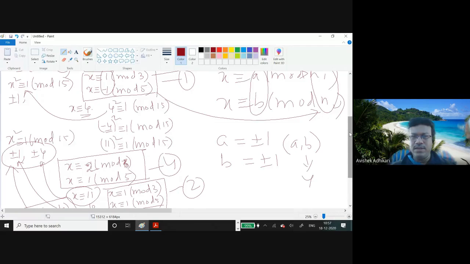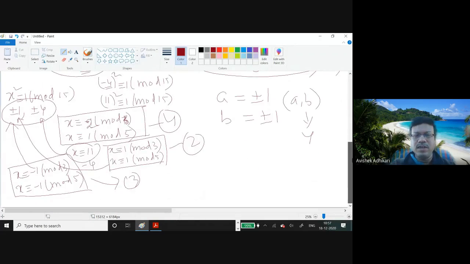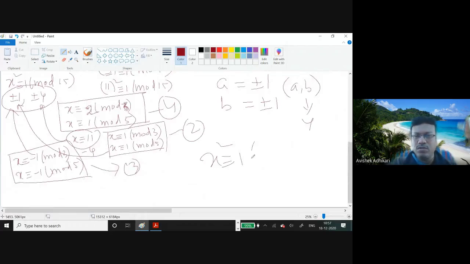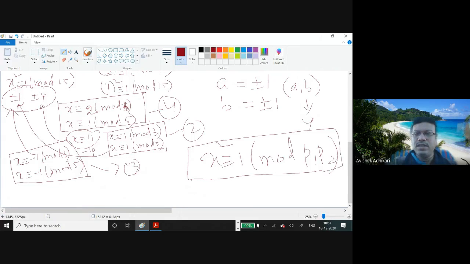Only four, exactly. So if n1 and n2 are two distinct prime numbers, then we will have four square roots of the equation we started with, which was x square congruent to 1 modulo p1 p2. If this is the form, then you can understand very easily that there exist exactly four distinct square roots of this. That means there will be exactly four solutions, and you can see what the solutions could be in the case of 15.